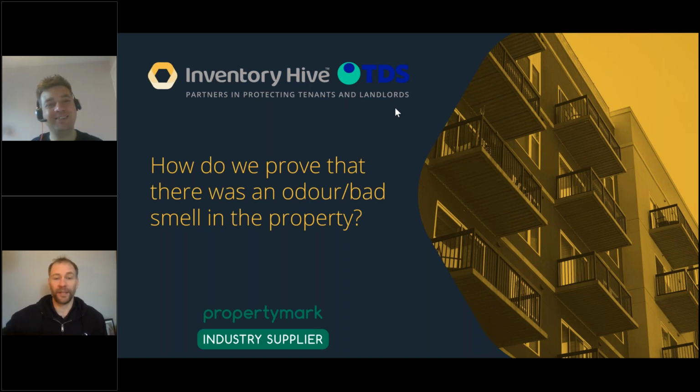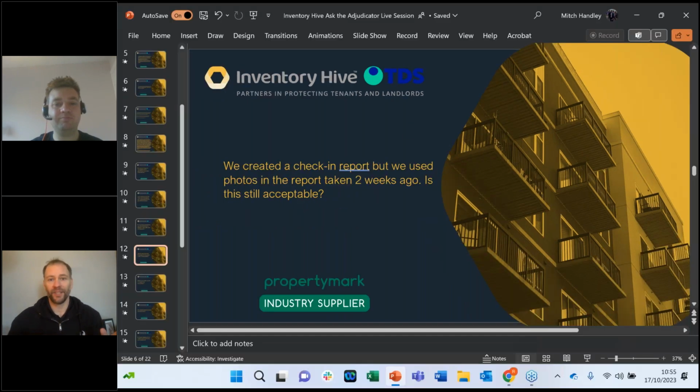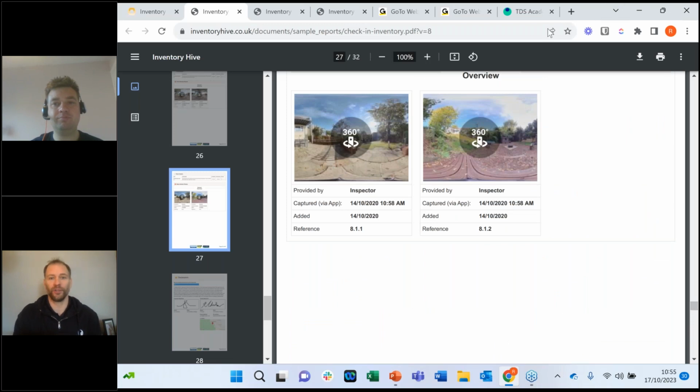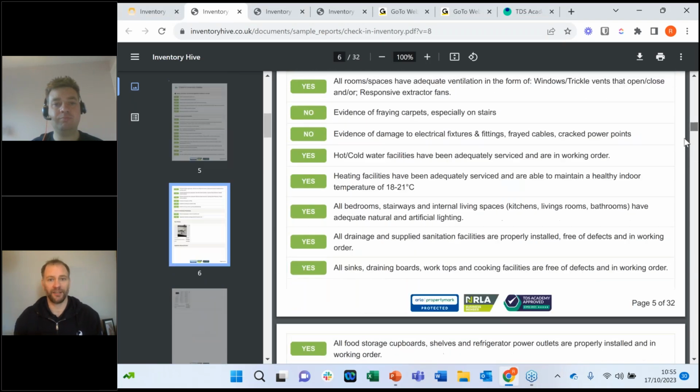And I see a lot of the Inventory Hive ones. One of the things that it does ask about is neutral odour and things like this. It's important to record it in your check-in and check-out report, because you don't perhaps think about this at the start of the tenancy because there's no odour, so you don't think to record anything, but you should be recording it in the check-in and the check-out report.